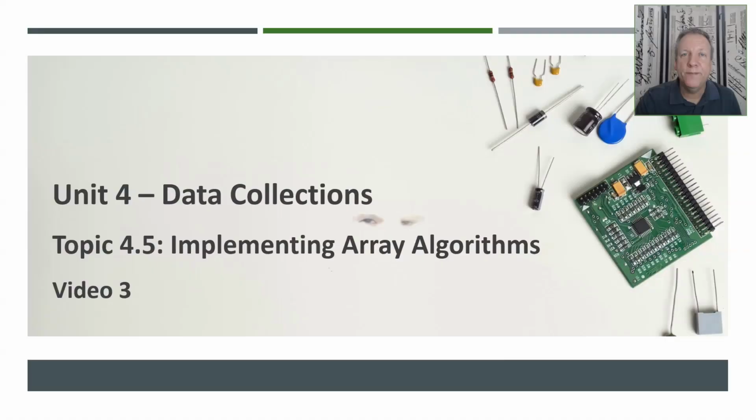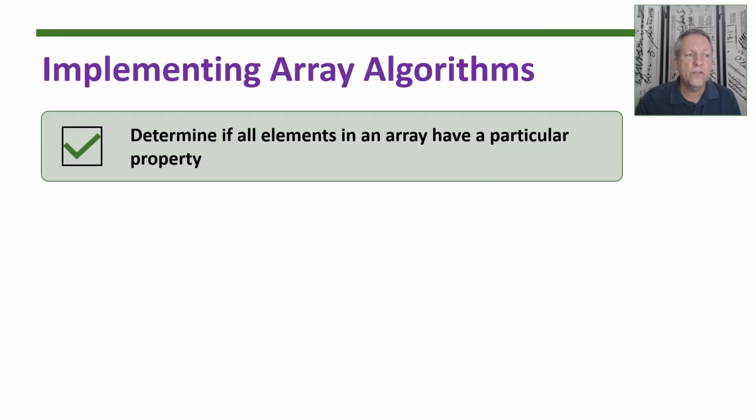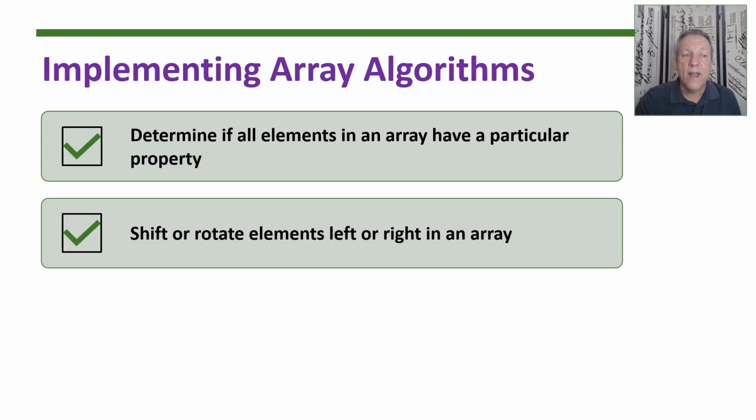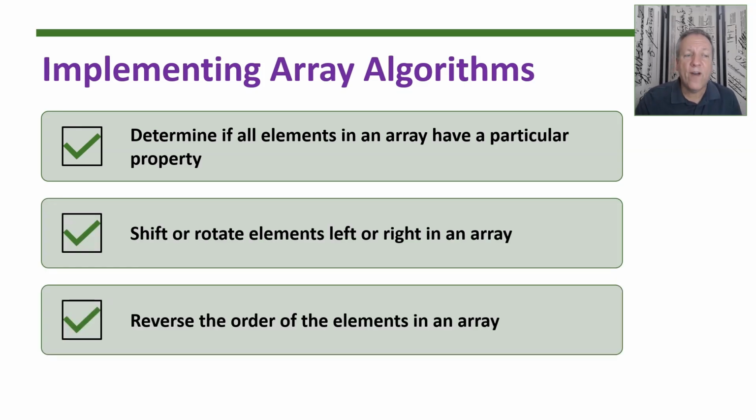My name is Tim Gallagher, and today we're going to be discussing AP Computer Science A, topic 4.5, implementing array algorithms. And in this third of our three videos, we'll develop code for our standard and original algorithms that involve arrays and determine the results of these algorithms. Specifically, we're going to focus on these three algorithms. First, determine if all elements in an array have a particular property. Next, shift or rotate elements to the left or right in an array. And finally, reverse the order of the elements in an array.